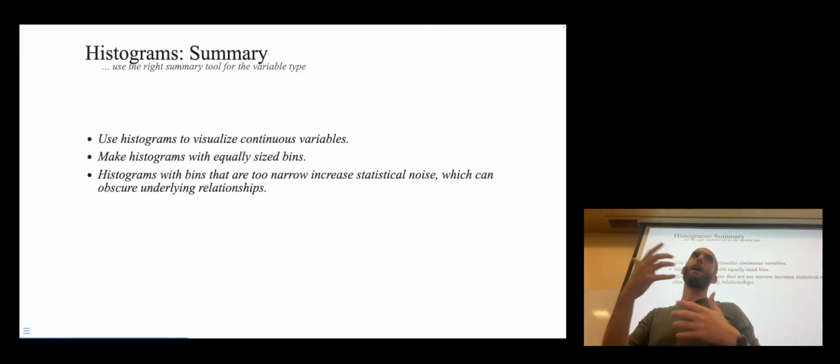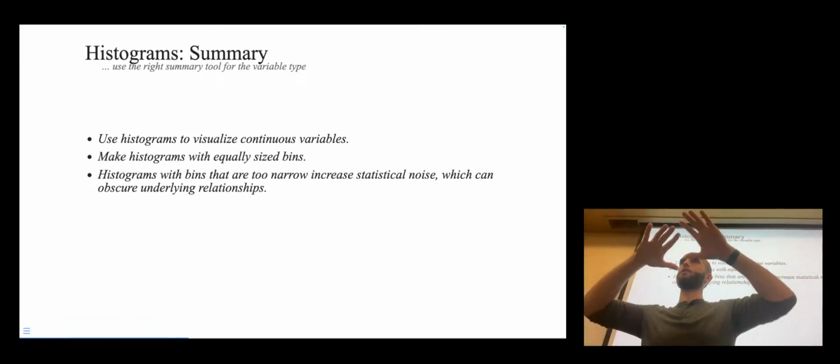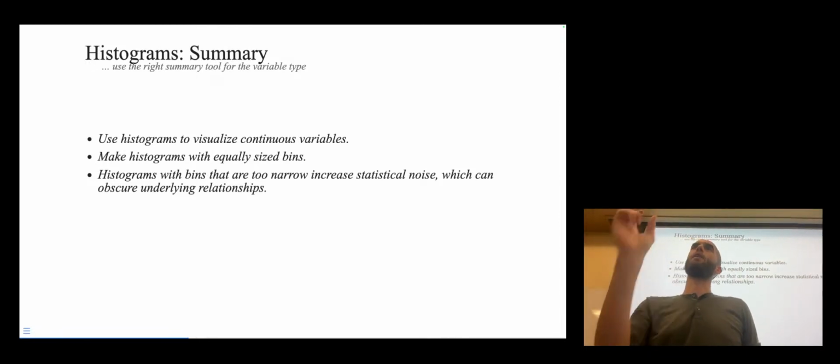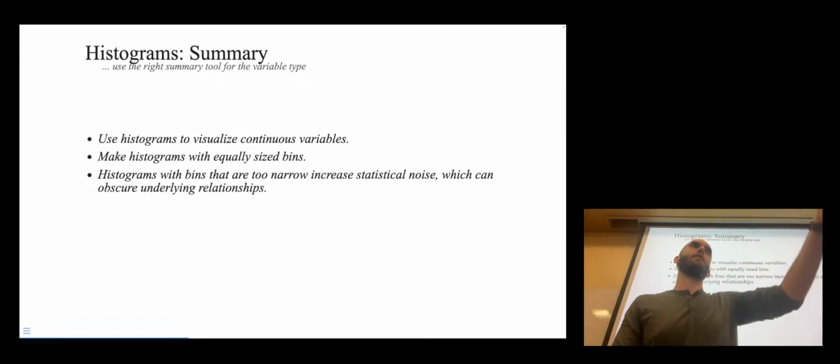Precision and the statistical noise. So we want to try to reduce as much of the statistical noise as we can while giving us a lot of detail about the distribution itself so that we can see things like skewness.